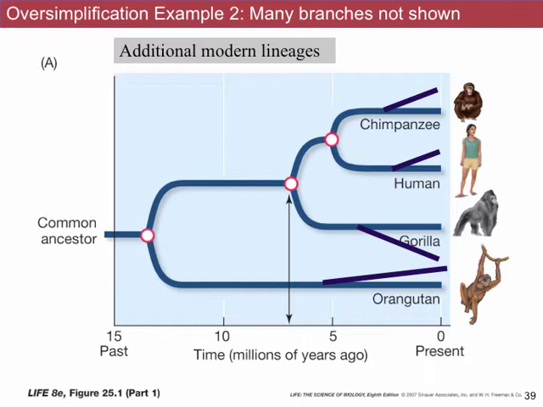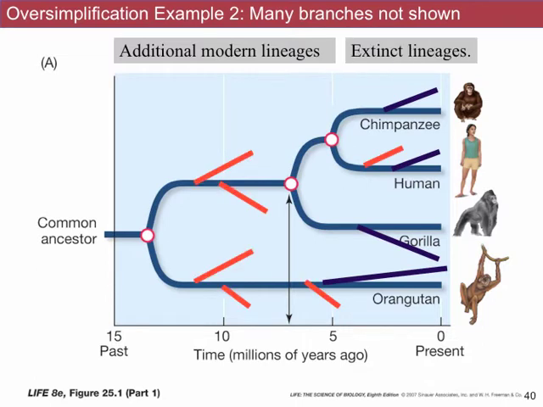Gorillas, there are probably 2 or 3 species of gorillas, and orangutans, I'm not sure if there are more than 1, but there are many other lineages that are not always represented when you say you're studying the evolution of, say, chimps, humans, orangutan, and gorilla. In addition, we don't always show the extinct lineages. So there are many lineages that branched off in the past that we have maybe no data for right now, but they were there in the past.